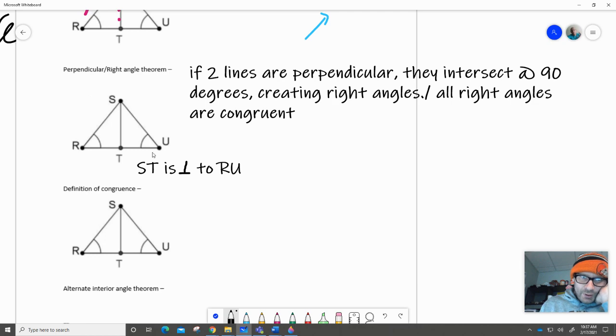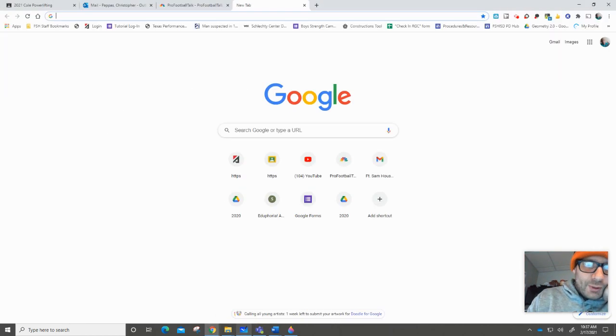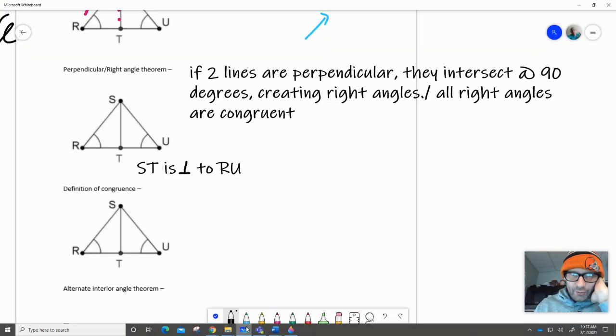Okay. So ST is perpendicular to RU. My computer's freezing up. Jeez.